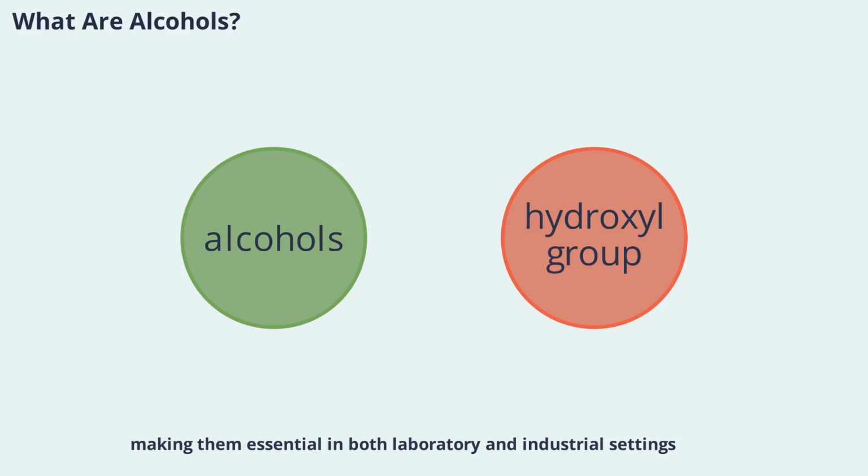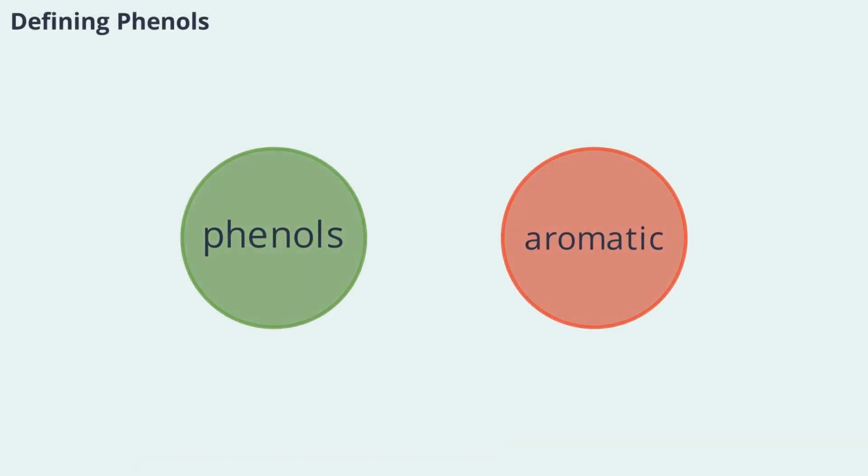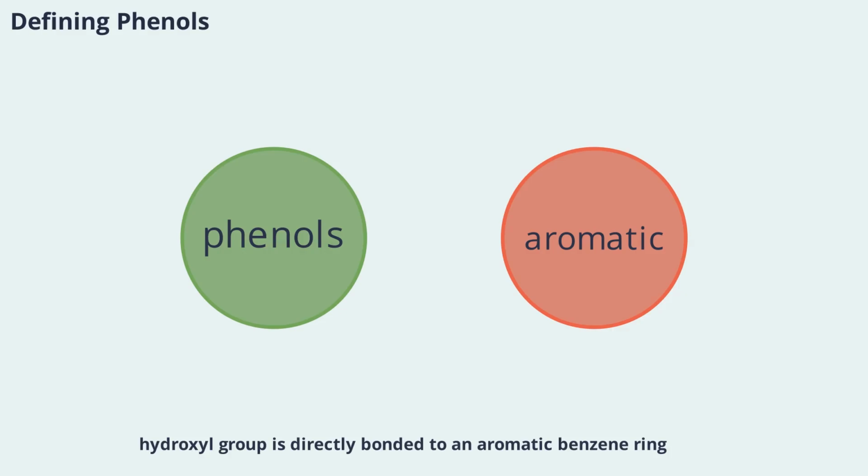and industrial settings. Phenols are a special class of organic compounds where a hydroxyl group is directly bonded to an aromatic benzene ring. This unique structure gives phenols distinct chemical properties compared to alcohols. Phenol itself is a colorless crystalline solid with a characteristic odor. Phenols are widely used as antiseptics and in the manufacture of plastics, resins, and pharmaceuticals. Their aromatic nature influences their reactivity, making them important in various chemical syntheses.